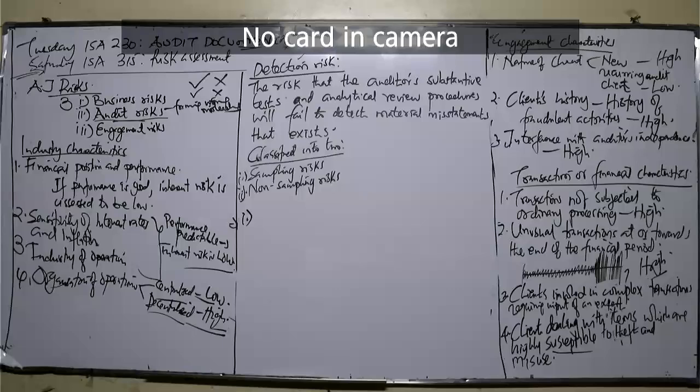Which means that sampling risk arises due to the size of the sample. Auditor should increase the sample size, which means that sampling risk arises due to the size of the sample. Next, non-sampling risk.